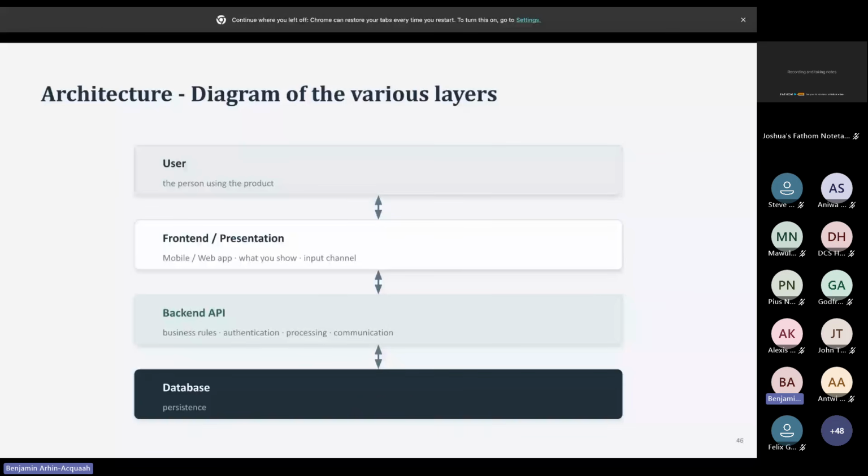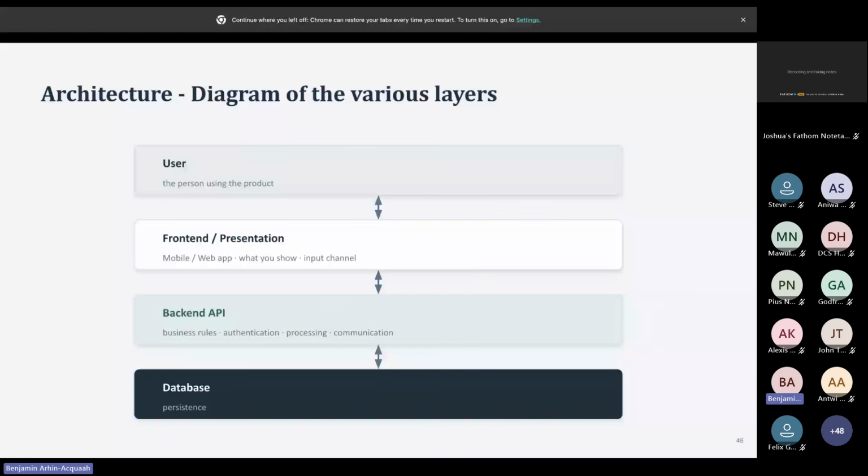So for every software, yeah, we have various layers. As I showed in the previous slides, the presentation layer, the backend, and then the database. Nothing new here.